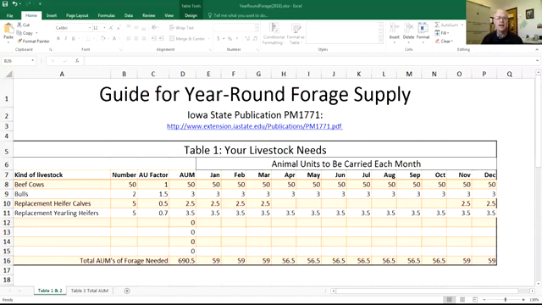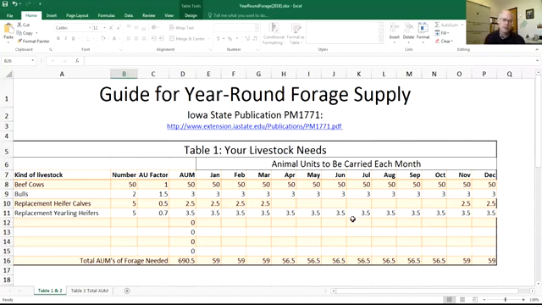Let me see if I can find that pamphlet here. Anyway, I'll stop with that. You go in that PM 1771, you'll see the cows in there. They come up at Animal Unit 1.0. We're going to need a couple bulls for that herd, so I've got 2 of those. And you go to that table, and there you'll find they're at 1.5. So if you're not sure where I'm going, just go to the table and you'll find the numbers and hopefully understand that part.